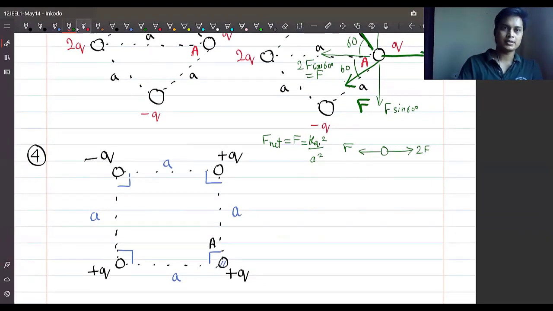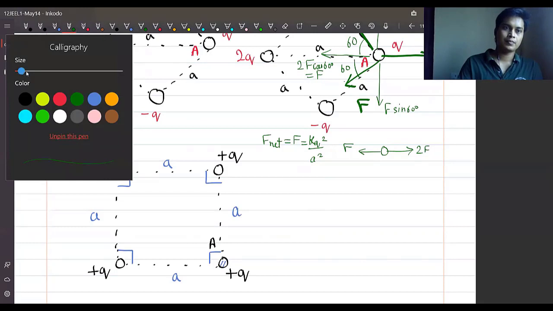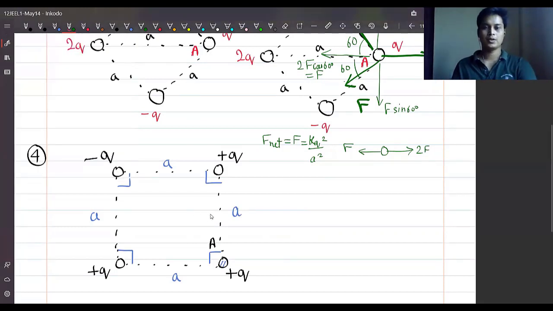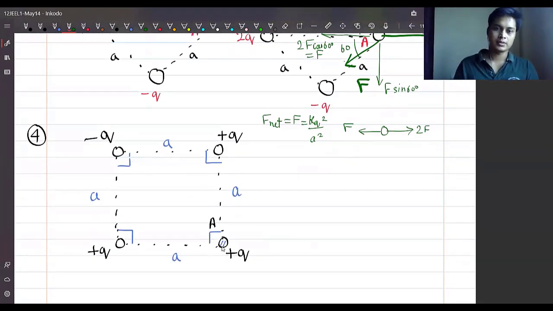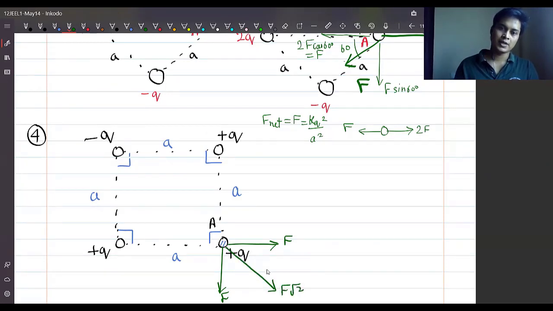If you want to solve this, force on this A due to this charge will be F here, and due to Q it will be F here in this direction. And if you calculate the resultant of F and F, you'll get F root 2. That is a resultant of these two, because it is F cos 45, F cos 45. So that is 2F cos 45.